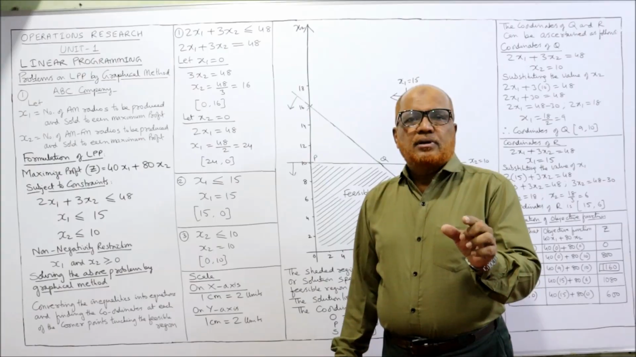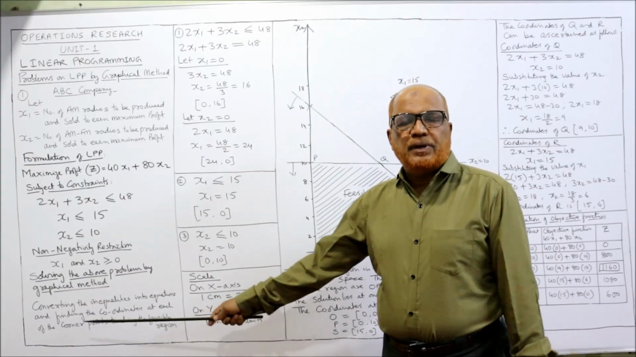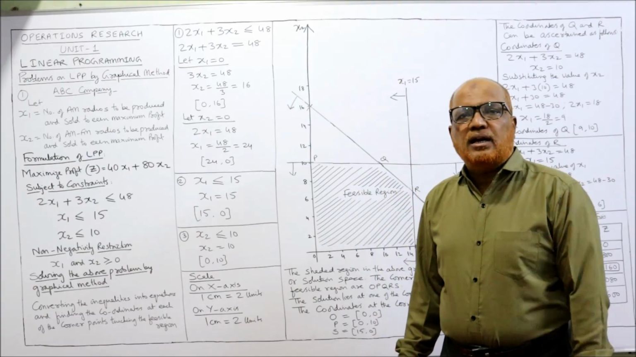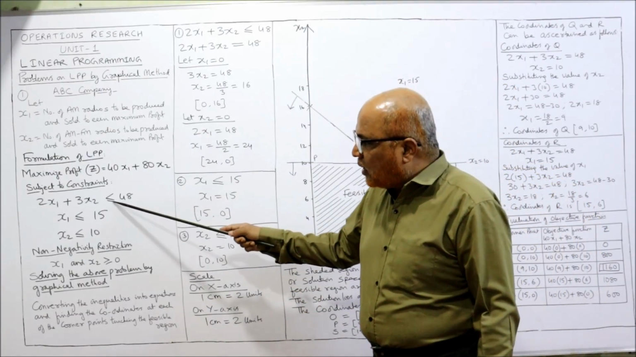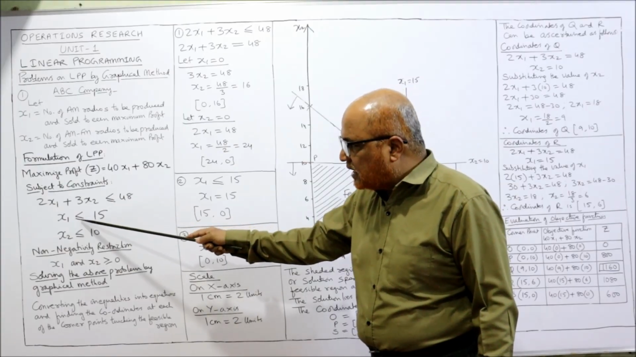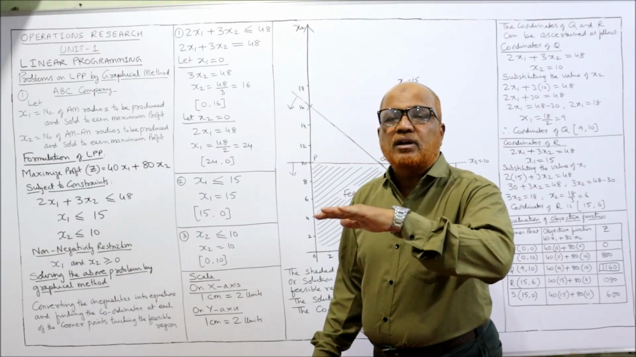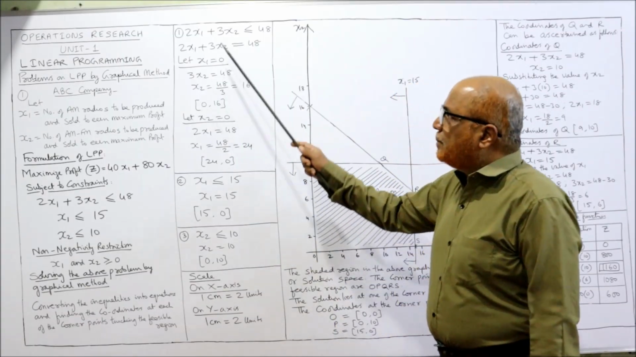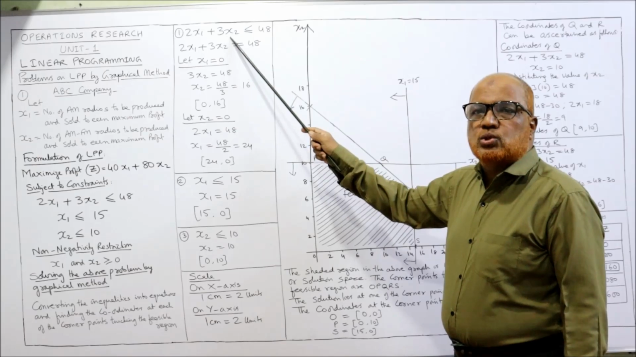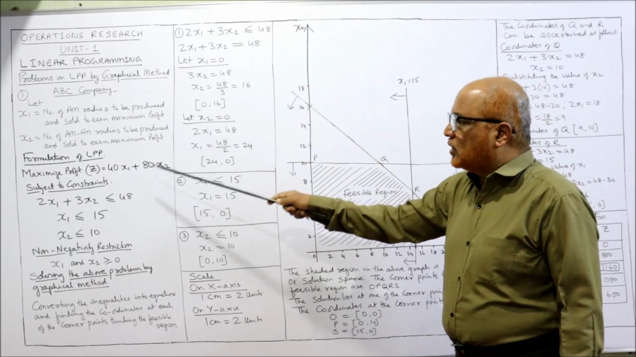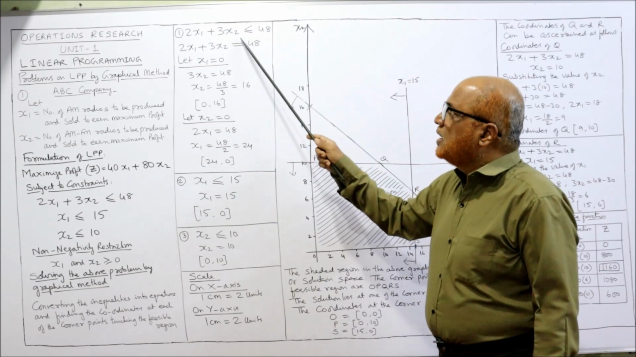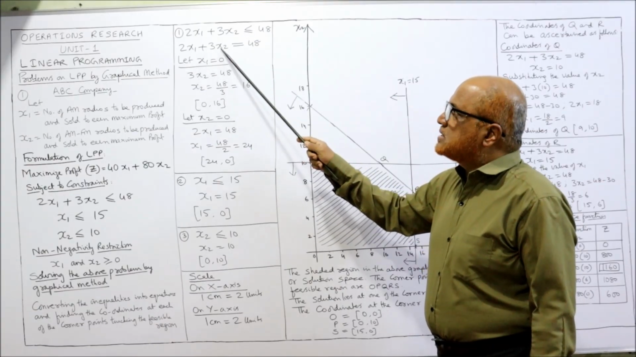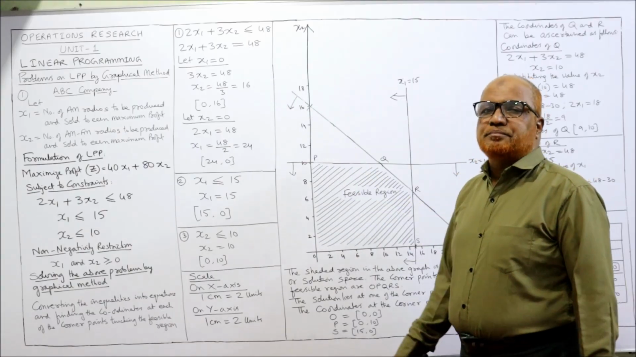The first step in finding the solution by the graphical method is converting the inequality into an equation. Here inequalities are there: less than or equal to, less than or equal to, less than or equal to. Convert them into equations, that means make it equal to. For example, 2 X1 plus 3 X2 less than or equal to 48. This is the first restriction. Converting this inequality into an equation, 2 X1 plus 3 X2 is equal to 48.